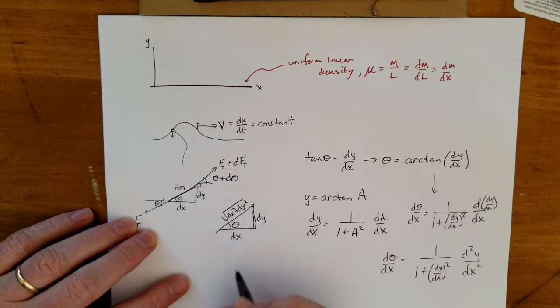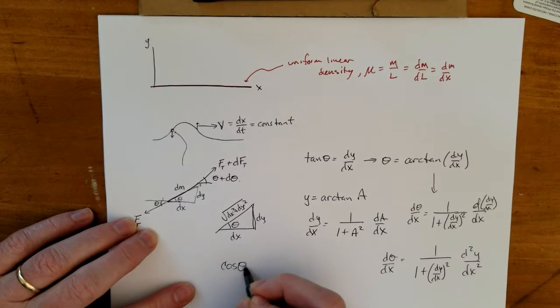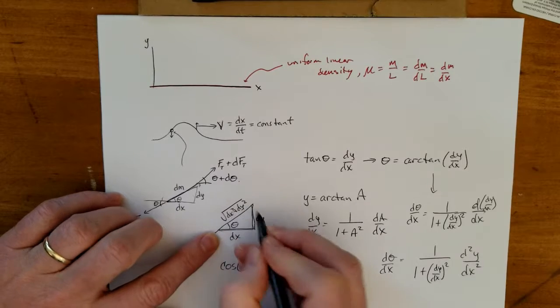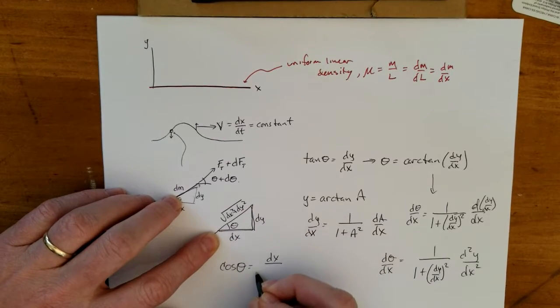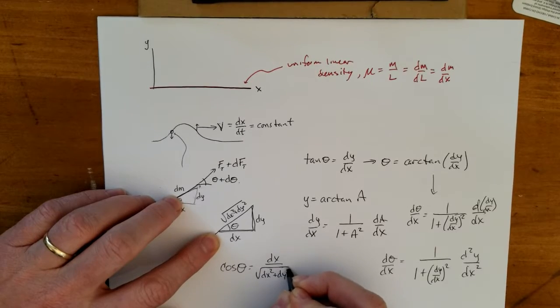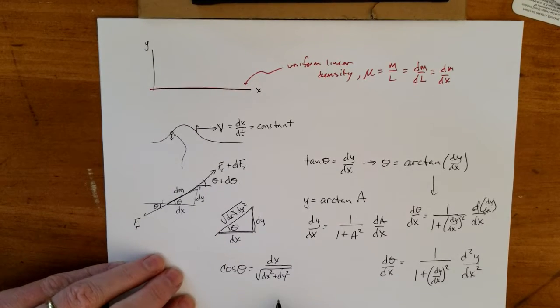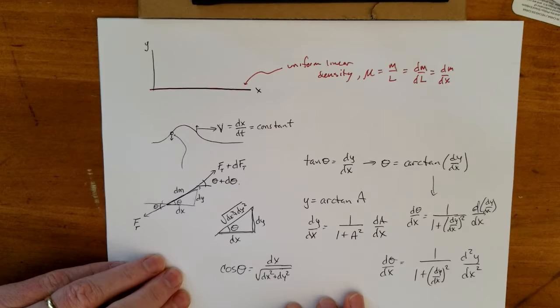Another piece of information from this triangle is that the cosine of theta is equal to the adjacent over the hypotenuse, so that's dx over the square root of dx squared plus dy squared. And that will come in handy later.